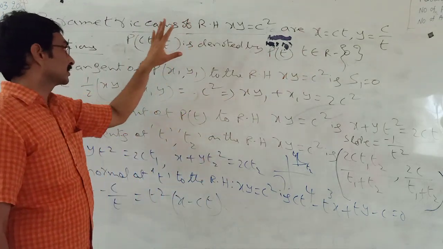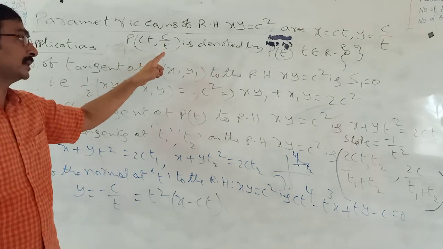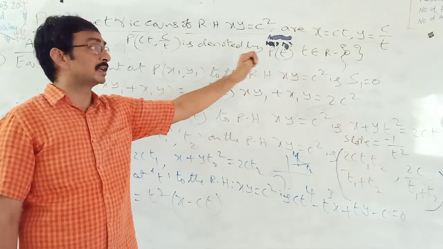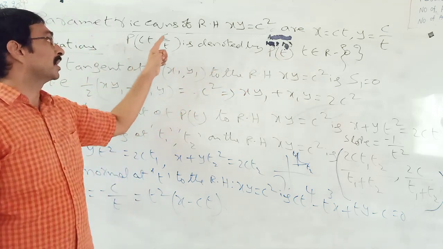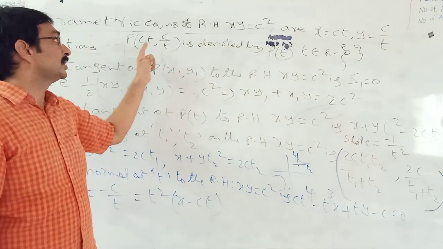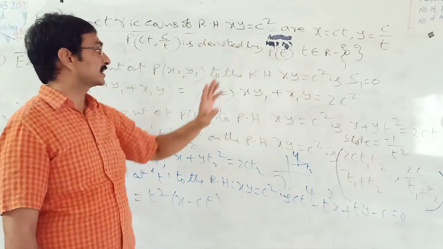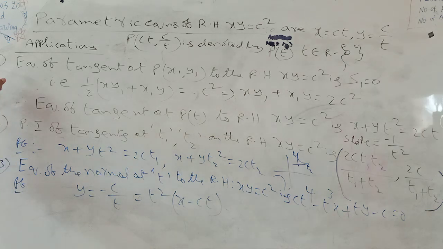In this concept, the point P of ct comma c by t is denoted by P of t. That means P of t1 is ct1 comma c by t1, P of t2 is ct2 comma c by t2, etc. See the applications of that one. First one.